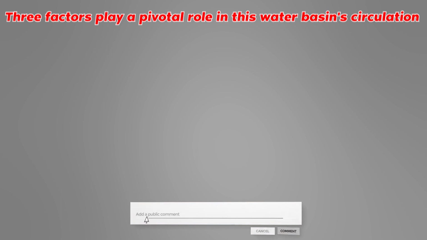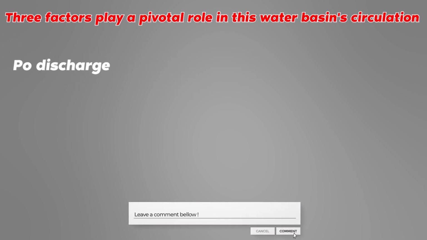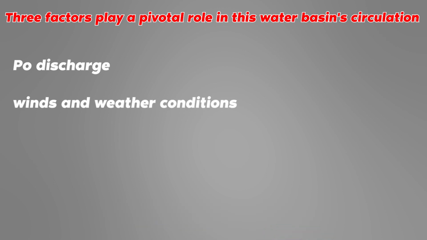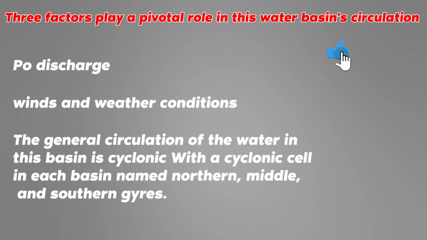Consequently, three factors play a pivotal role in this water basin's circulation: flow discharge, winds, and weather conditions. The general circulation of the water in this basin is cyclonic, with a cyclonic cell in each basin named northern, middle, and southern gyres.